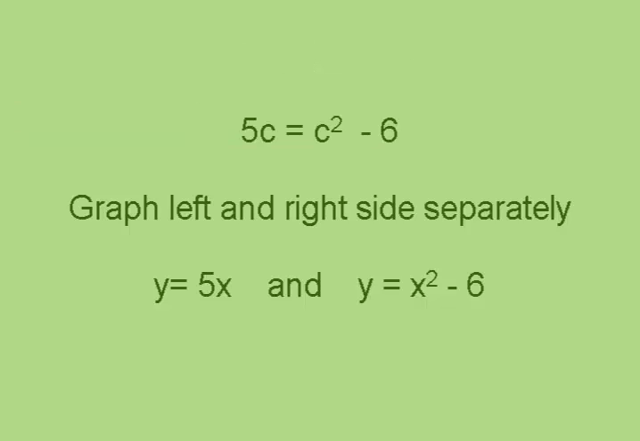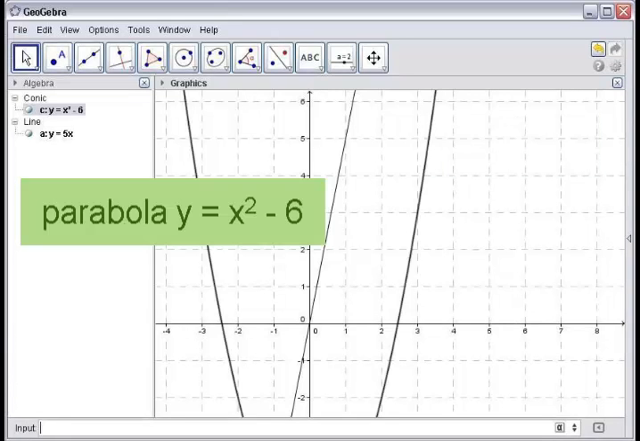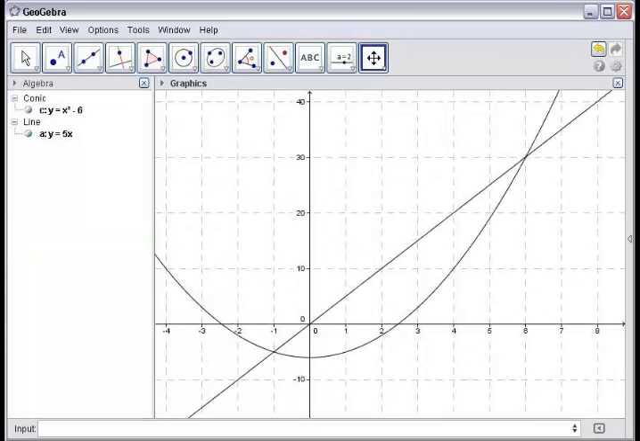Another way to graph this in GeoGebra is to treat the left side separately from the right side and have two different equations, y equals 5x and y equals x squared minus 6. Once you graph them, you're looking for the two places where the two graphs cross. This is similar to the situation where you graph two lines in grade 10 to find out where there was the one solution. In this case, you're graphing a line and a parabola, and you will get two solutions.